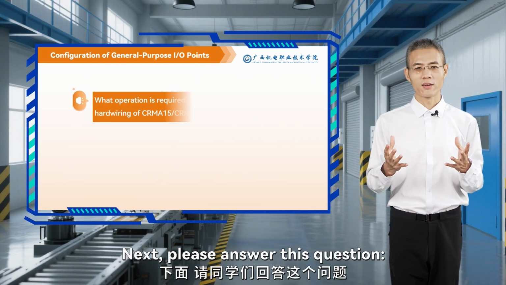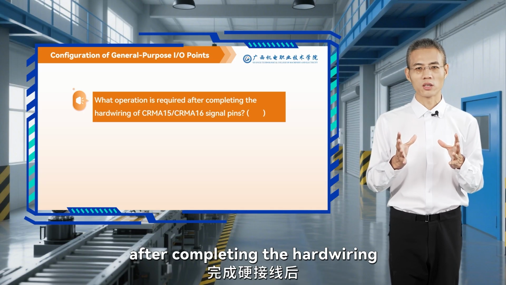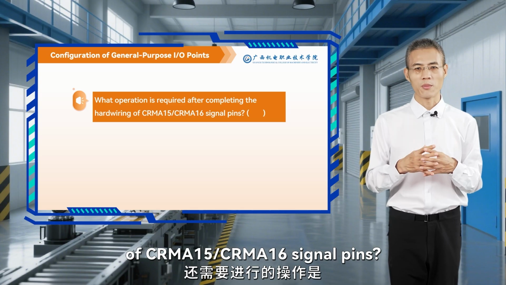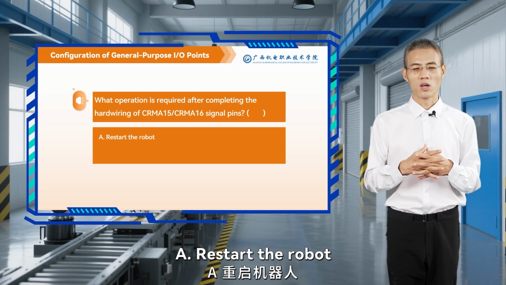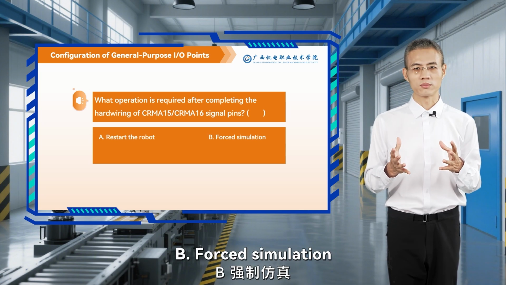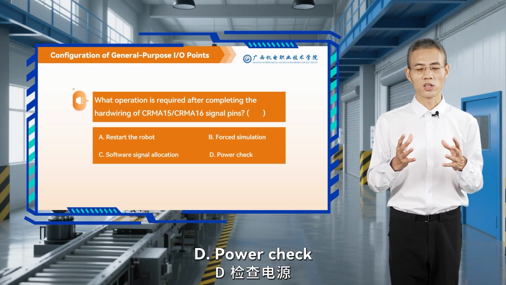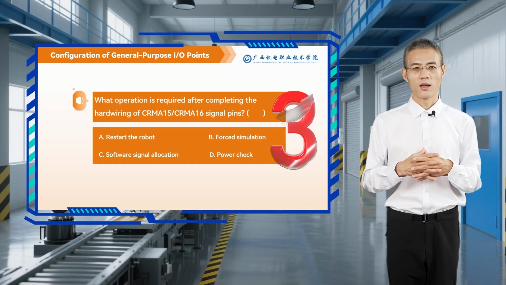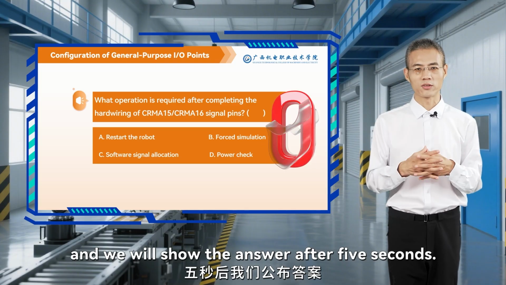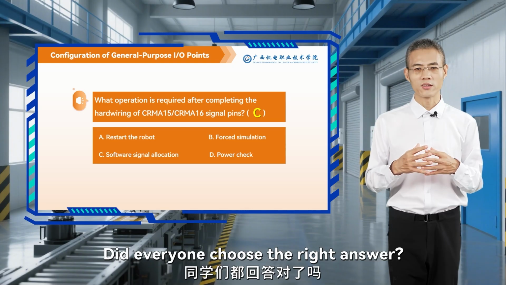Next, please answer this question. What operation is required after completing the hardwiring of CRMN 15, CRMN 16 signal pins? A. Restart the robot. B. Forced simulation. C. Software signal allocation. D. Power check. I will give you 5 seconds to think and will show the answer after 5 seconds. The answer to this question is C. Did everyone choose the right answer?